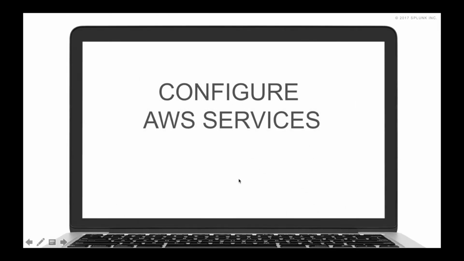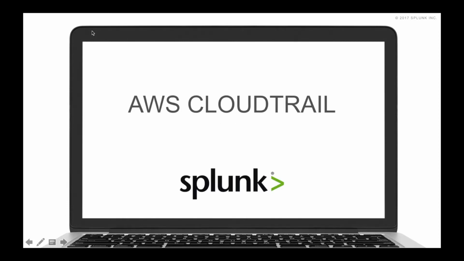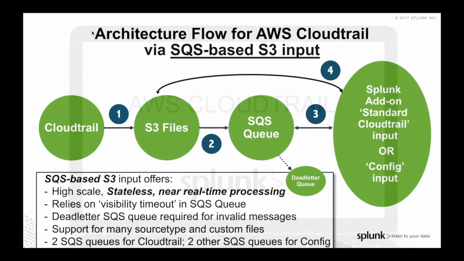Earlier, we configured an AWS policy which enables the add-on to talk to the AWS API. Now we have to configure some services so that they make data available for the add-on to read. Let's cover the steps to set up AWS CloudTrail.